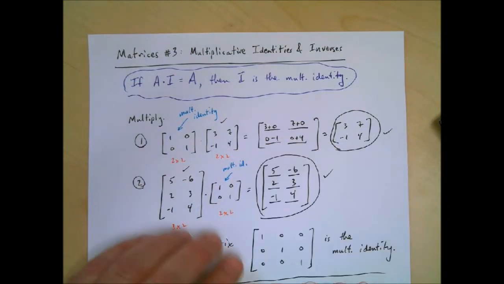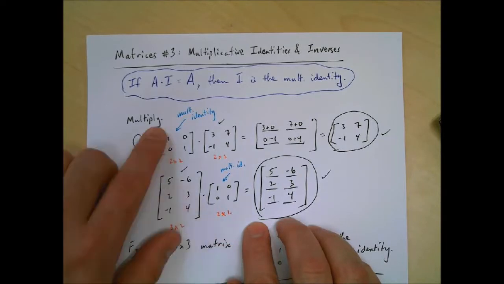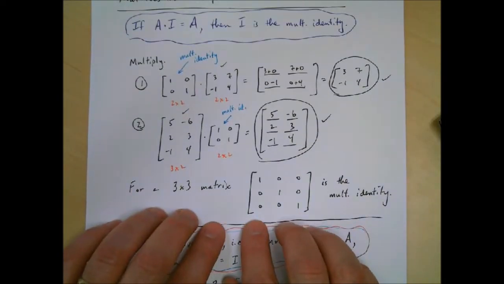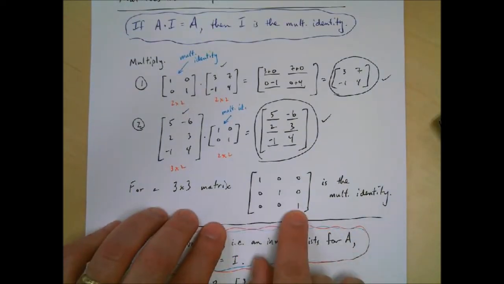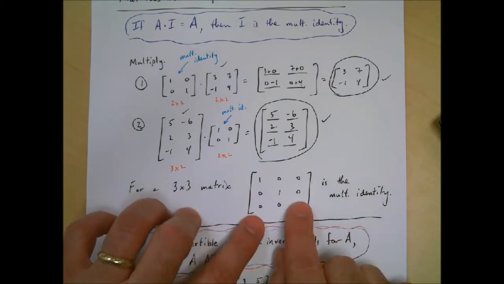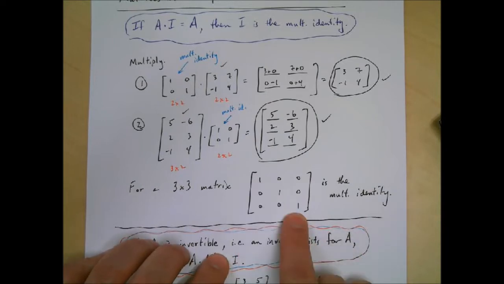What you will find is the multiplicative identity is always in this form where the main diagonal is positive 1s, all the remaining elements are zeros. So for example, if we have a 3 by 3, main diagonal, all positive 1s, and all the remaining elements are zeros. If you have a 4 by 4, same thing. Main diagonal is all positive 1s, and all the remaining elements are zeros.